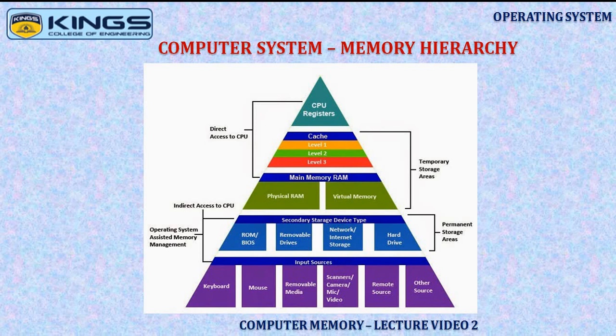Further, when we examine this picture, it is highlighted that some part of the memory is directly accessible by the CPU and certain part is in indirect access to the CPU. The internal memory, also known as primary memory, comprises main memory, cache memory, and CPU registers. These are directly accessible by the processor.